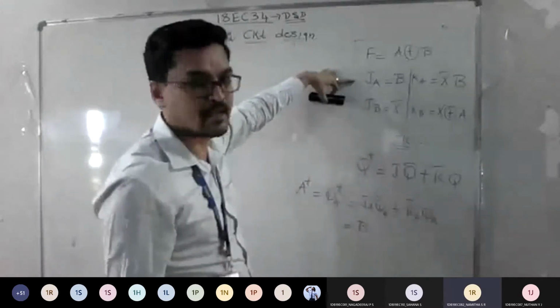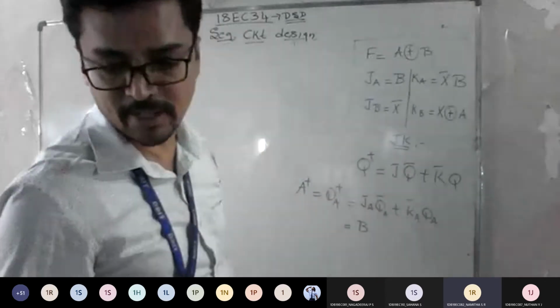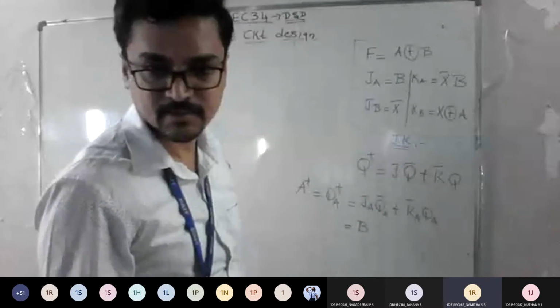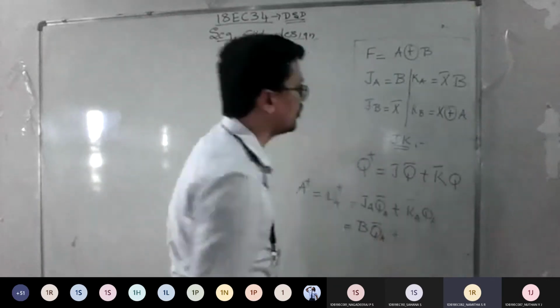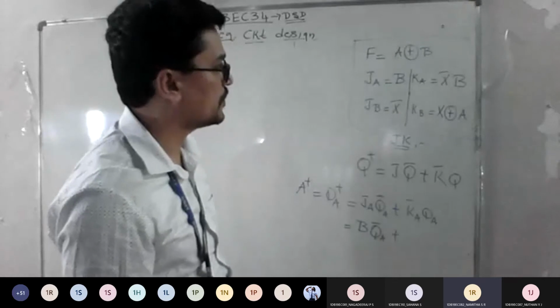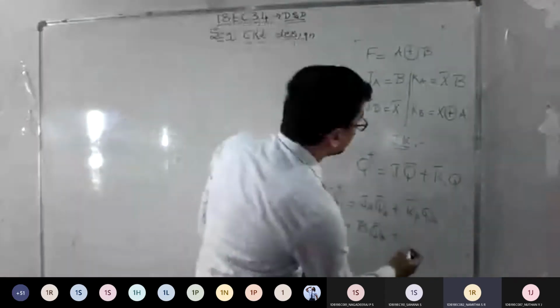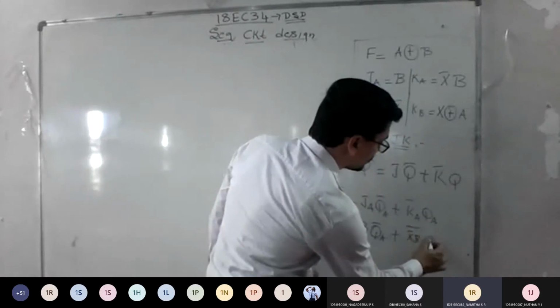What is Q_A bar? That remains Q_A bar only. Don't change anything. Correct? Am I clear? So just substitute the things you know. What about K_A bar? We know only K_A, but K_A bar is there. How does it become? It is like (X bar B) whole bar into Q_A.